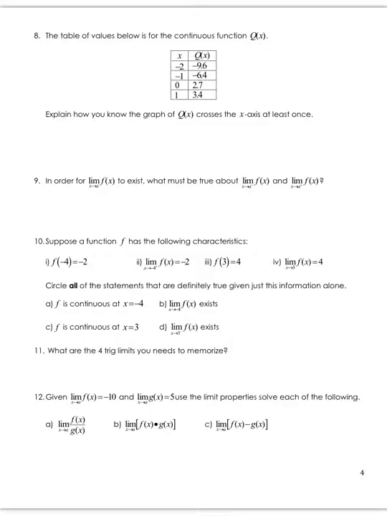All right, last page. Number 8, the table of values below is for the continuous function q of x. Explain how you know the graph of q of x crosses the x-axis at least once. Okay, the reason for this is the intermediate value theorem, which you can abbreviate IVT. You do need to say something about q of x being continuous.